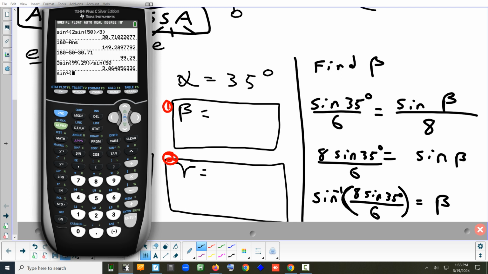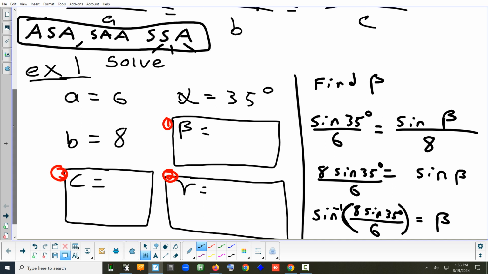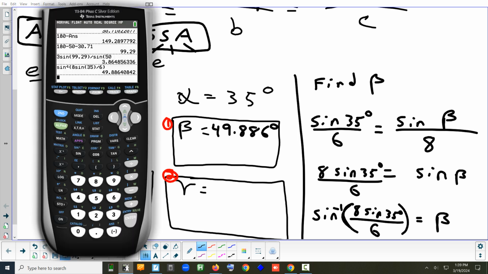So inverse sine, 8 sine 35. Make sure you close the parenthesis after the 5. Divided by 6. Okay, so if you tried it, you should have gotten 49.886. Anybody get 49.886? Okay. All right, let's write that down. So what we know at this step is this is not a no solution. There is a solution, at least one. Now we're going to check if there's a second one.